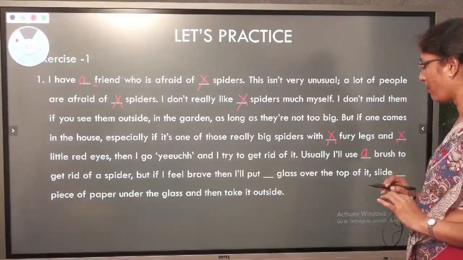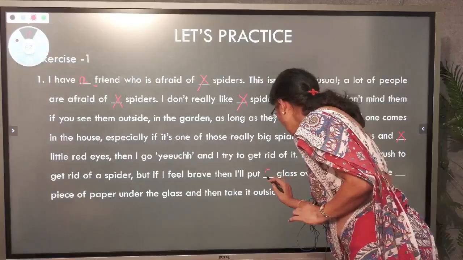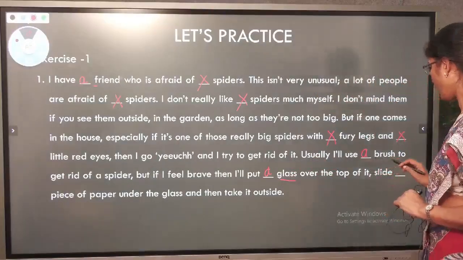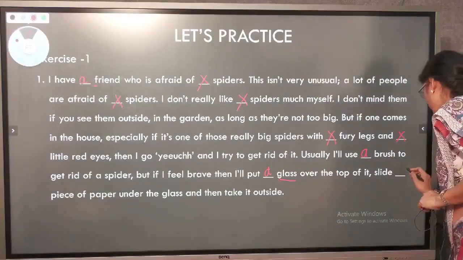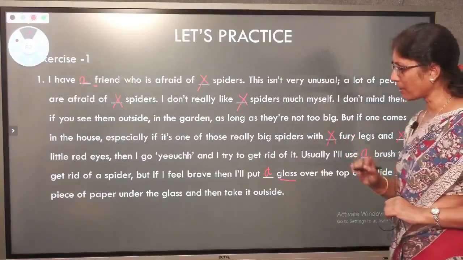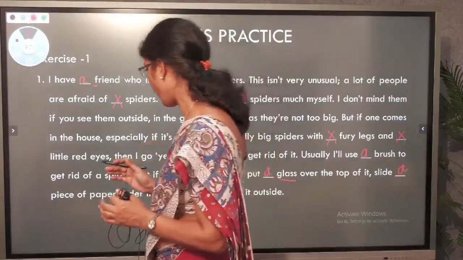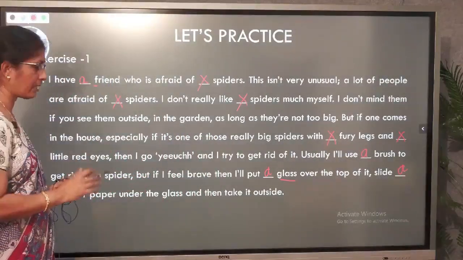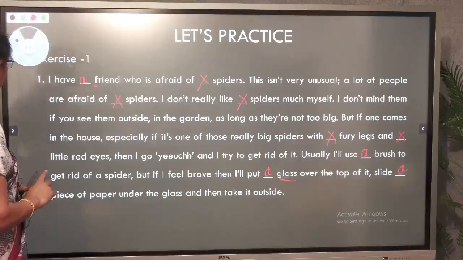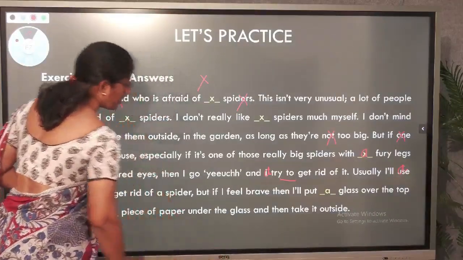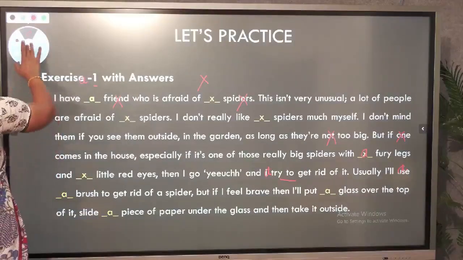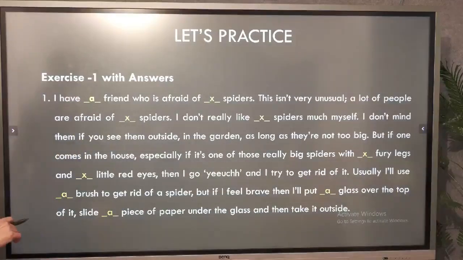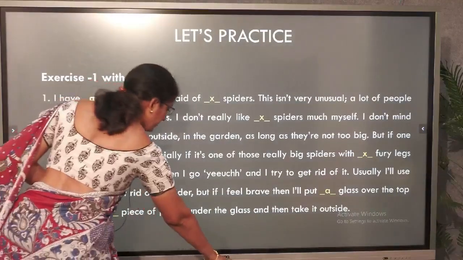But if I feel brave, then I'll put a glass over the top of it. Here glass is a countable noun, and non-specific. Slide a piece of paper. So paper is an uncountable noun, but a piece of paper is a countable noun. A piece of paper under the glass and then take it outside. These are the answers. Okay, go to the next exercise.